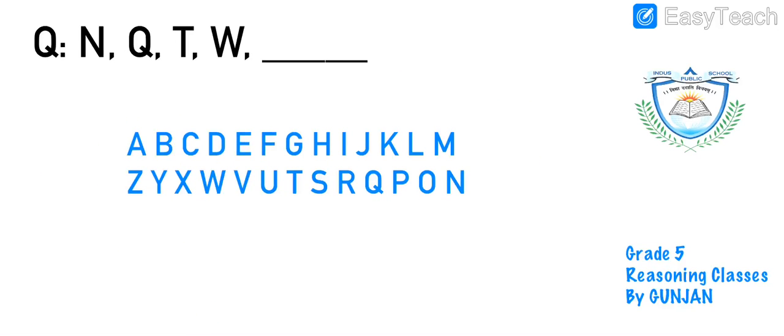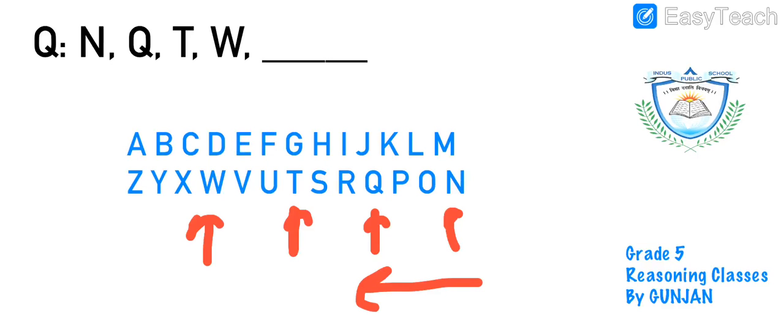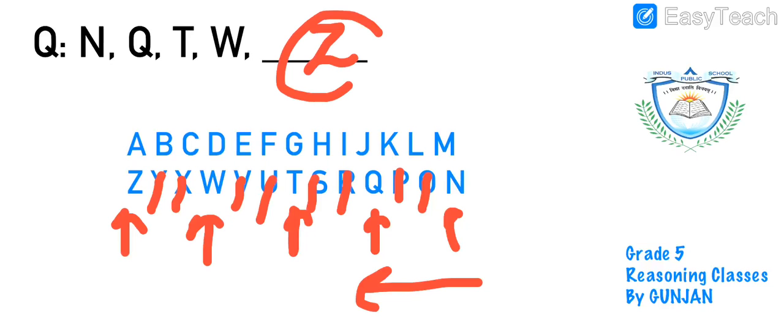Moving ahead. Third question. N, Q, T, W. Starting from N, here is our N. Then Q, then T, and then W. Now, this is a simple series. It is written in forward order, right? Again, the same pattern is followed here. 2 alphabets are skipped in order to get the next alphabet. So what will be our answer? This will be Z, the last alphabet of our alphabets.